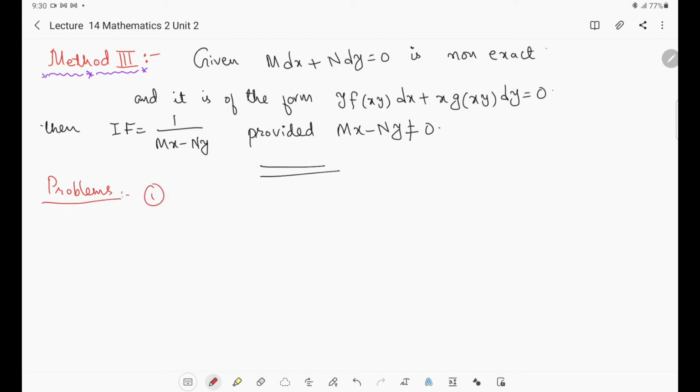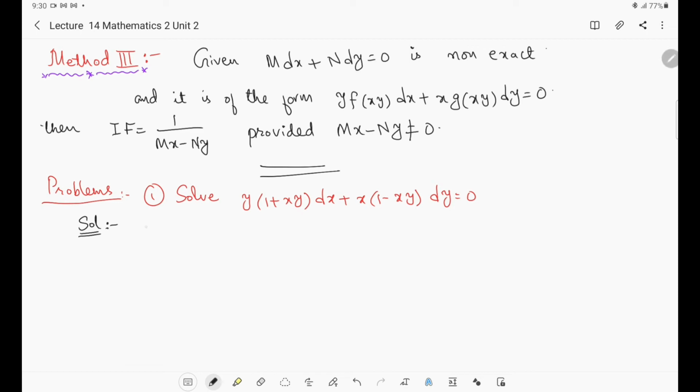So the first problem is: solve y(1 plus xy) dx plus x(1 minus xy) dy equals 0. If the equation is given like this, first we see that it is in the form M dx plus N dy equals 0.